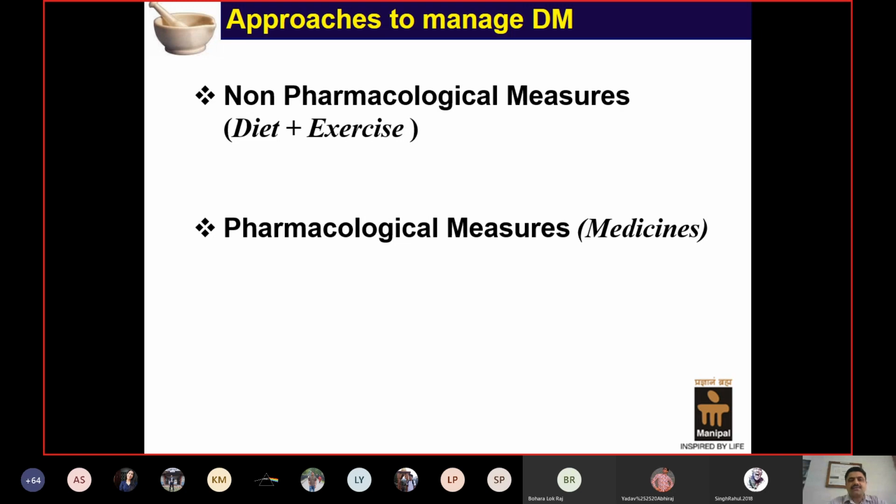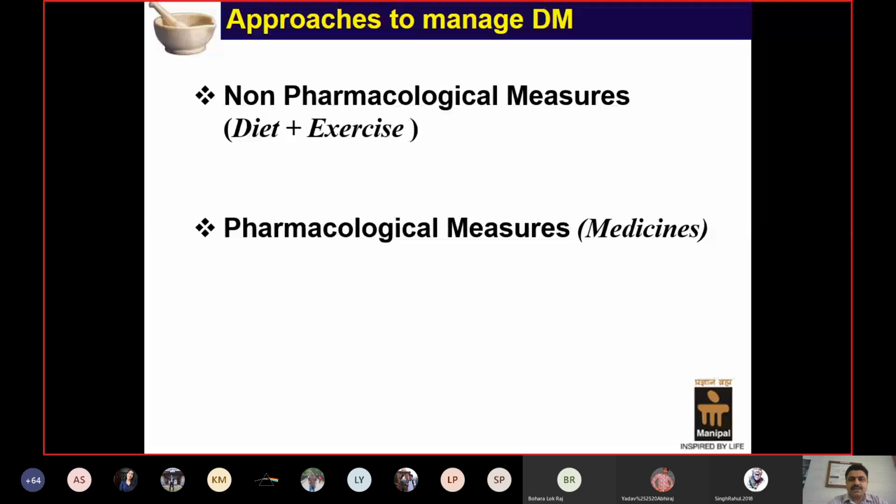And I have already said it is a very big chapter. Even for a dietitian, diabetes mellitus is important. Dietitians have a long list of things which are to be taken and which are to be avoided by the patient. But we will be talking about the very essential part of non-pharmacological measures, and of course the medicine which we have already discussed. Now, how to choose that medicine? What is the approach? We will be talking about that.